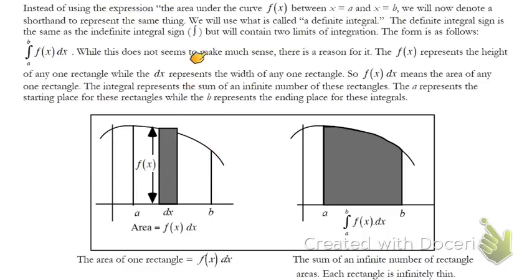So now we're going to go away from this verbiage of saying the area under the curve between x equals a and b, and we're going to notate it with a simpler mathematical symbol. It says we're going to denote a shorthand to represent the same thing. We're going to use what we call the definite integral. Now, you guys have seen this integral sign before because we've done it with indefinite integrals in the very first sections of this unit. But now we're going to add on two limits of integration, and it's going to look like this, where we have the integral from a to b of f of x dx.